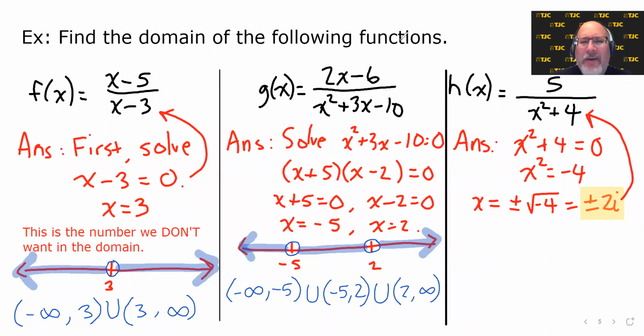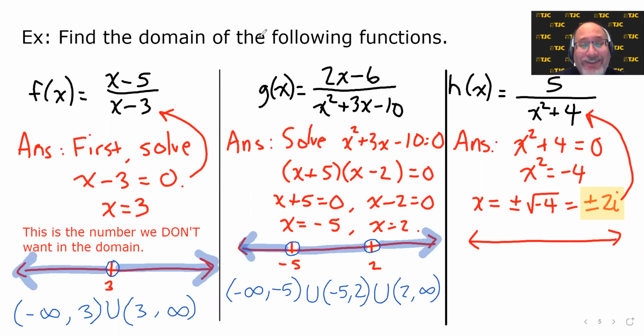But our domain, by definition, starts out as the set of all real numbers. And then we throw out the ones that make the denominator equal to 0. The numbers that make the denominator equal to 0 aren't even real. Or think of it this way. If we try to do the same thing we did in the previous one, we would draw a number line, but where would you locate 2i and negative 2i on them? And the answer is you wouldn't.